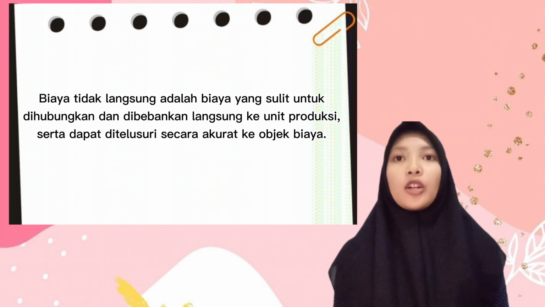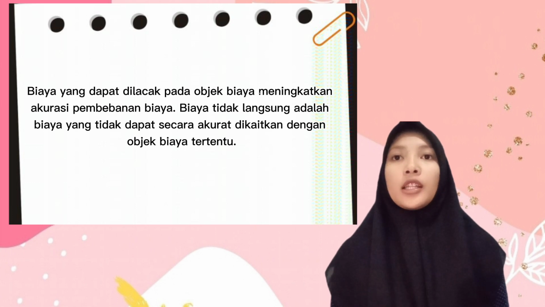Indirect costs are costs that are difficult to relate and assign directly to a unit of production, and cannot be accurately traced to a cost object. Traceable costs on a cost object improve cost estimate accuracy. Indirect costs are costs that cannot be accurately attributed to a specific cost object.